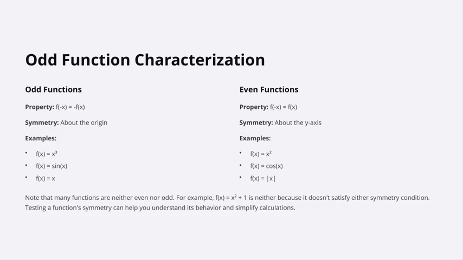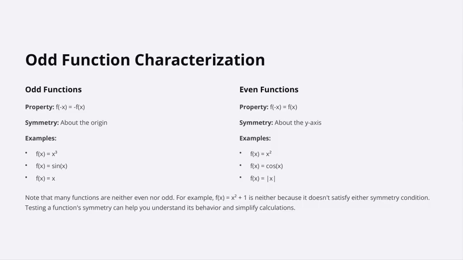An odd function has a specific property: f(-x) equals -f(x). In other words, if you replace x with -x, the function's value becomes its negative. This property leads to a kind of symmetry called origin symmetry, meaning the graph looks the same when rotated 180 degrees around the origin. Some common examples of odd functions include f(x) equals x cubed, sine of x, and just plain x. Recognizing these helps us understand how they behave across different domains.